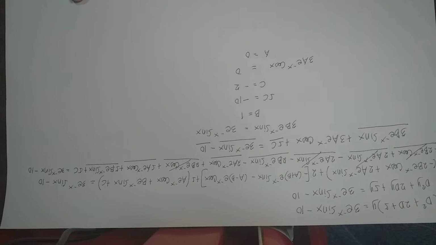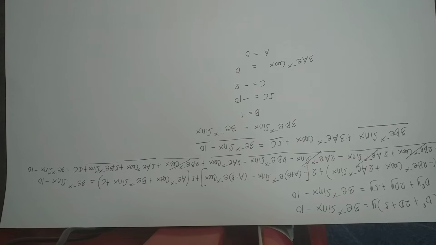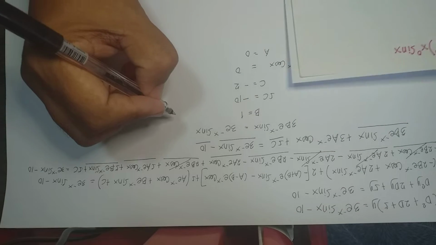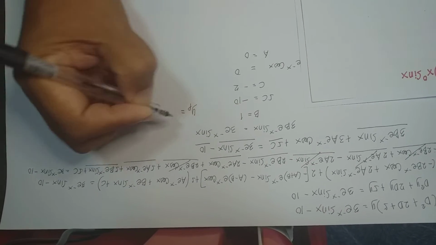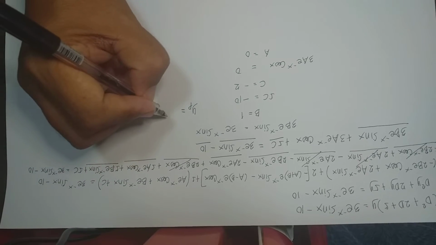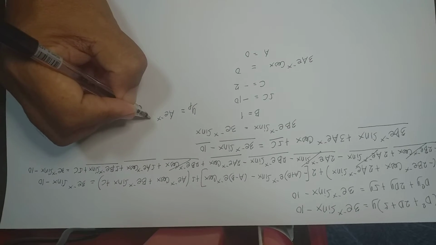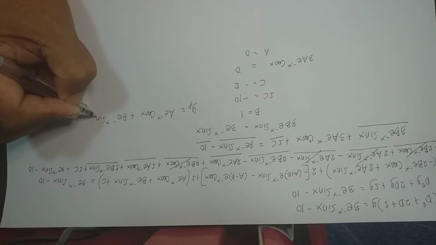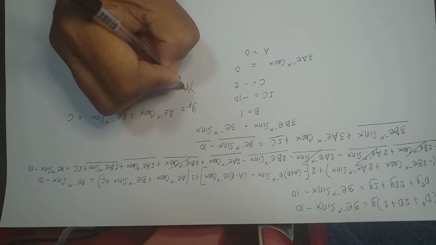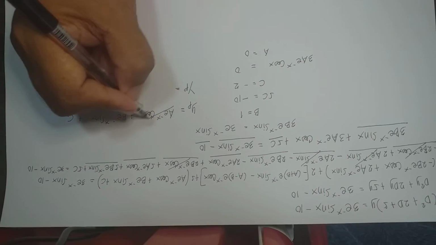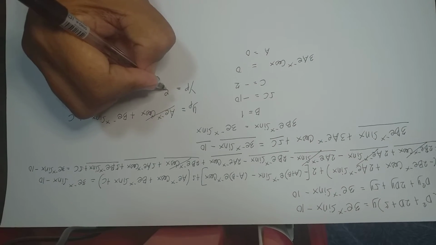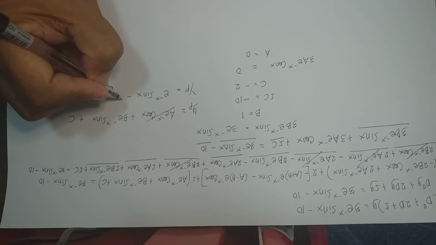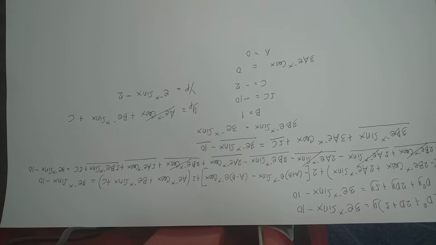Having found the values of a, b, and c, we have your yp. Here na lang ha. The given yp is a e to the negative x cosine x plus be to the negative x sine x plus c. Your a is 0, so this whole thing becomes 0. Your b is 1, so we have e to the negative x sine x plus c, or that is minus 2. So that will be the value of yp.